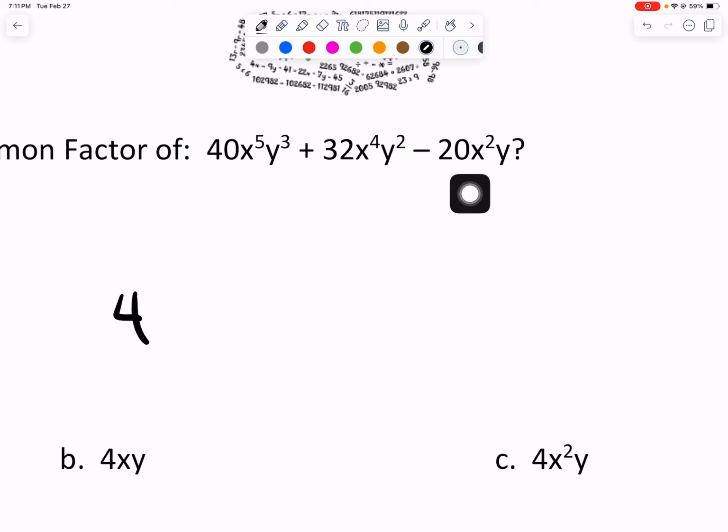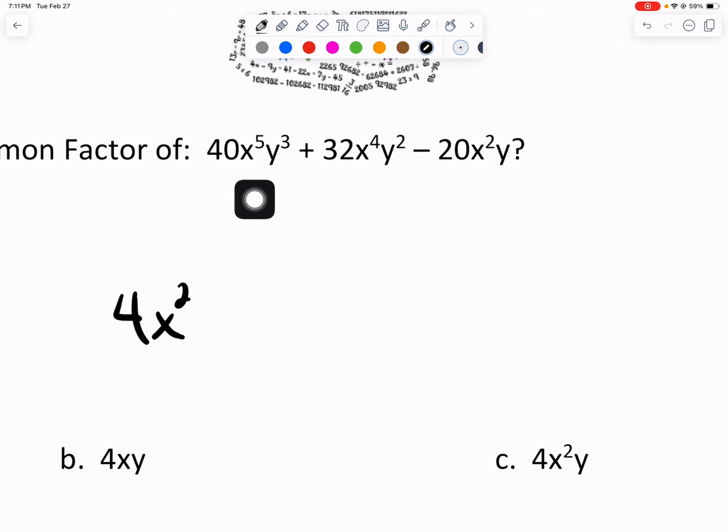Now, when we see that x in all 3 of these, let's go ahead and take the x with the least exponent, which is 2. Because I can take x squared from x squared. I can definitely take x squared from x to the 4th. And I certainly can take at least an x squared from x to the 5th. So we will definitely include the x squared within our greatest common factor.